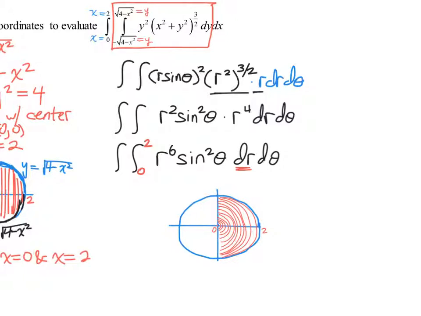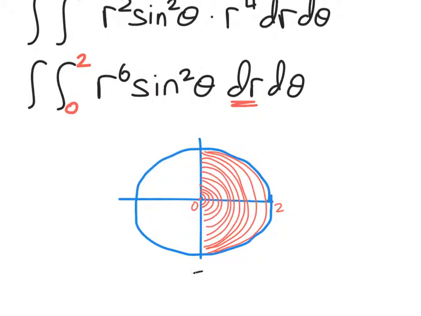All right, now in terms of the theta values, I gotta say it again. I'm sorry, negative pi over 2. Negative pi over 2 to positive pi over 2.